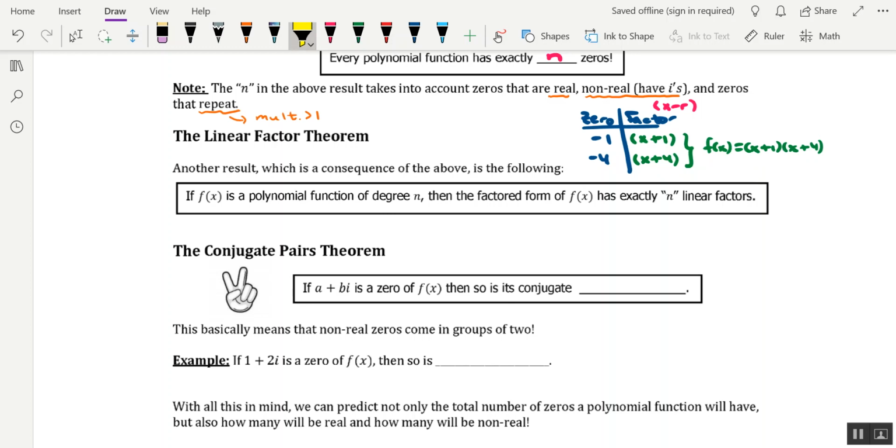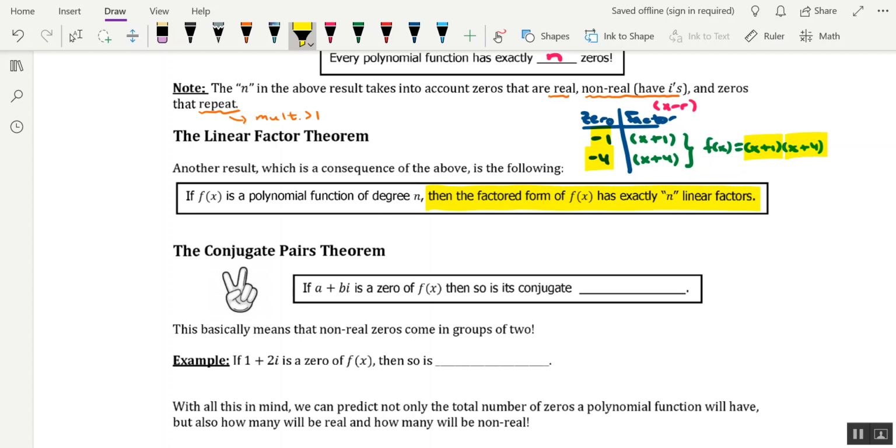So because every zero can be used to create a factor of the polynomial function, and since a polynomial function is going to have exactly n zeros, the factored form of the polynomial function is going to have exactly n linear factors. So for instance, x plus 1 is a linear factor and x plus 4 is a linear factor, and there are two of these linear factors because there were two zeros. So if we had included 3 zeros in the table, we'd be working with a degree 3 polynomial function, and you would see that it factors into 3 linear factors.